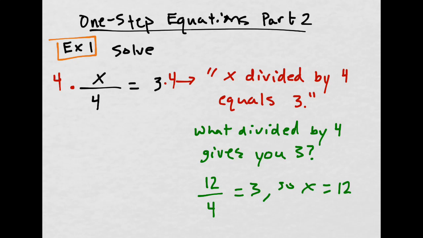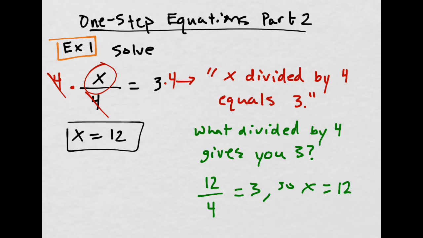Okay. The reason why we do this is because now we have a 4 in the top and a 4 in the bottom. When you have that and you're multiplying, they cancel out. So that goes away, leaving you with just x. So x equals, and then 3 times 4 is 12. So there you have it, ladies and gentlemen.